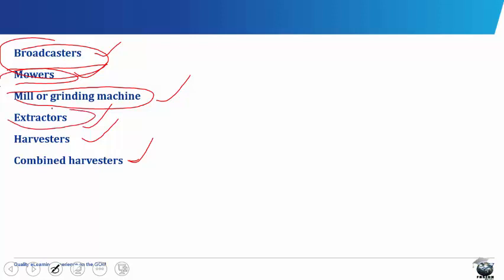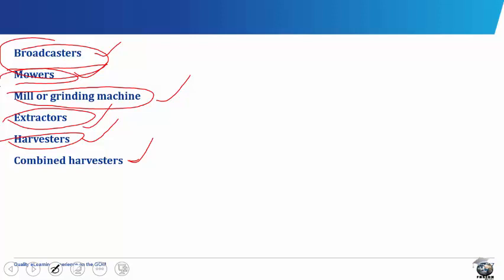The extractors. Extractors are used for pressing out liquids from crops. For example, the oil extractor presses out the oil from palm kernels. Harvesters. Harvesters, as the name implies, are machines used for harvesting various crops. Some types of harvesters are the root crop harvester, the forage harvester, and the balers.